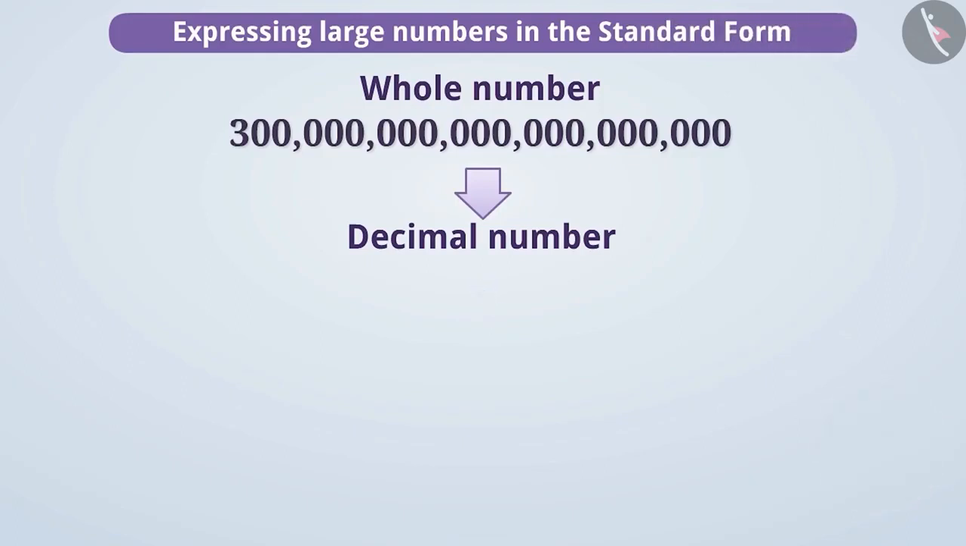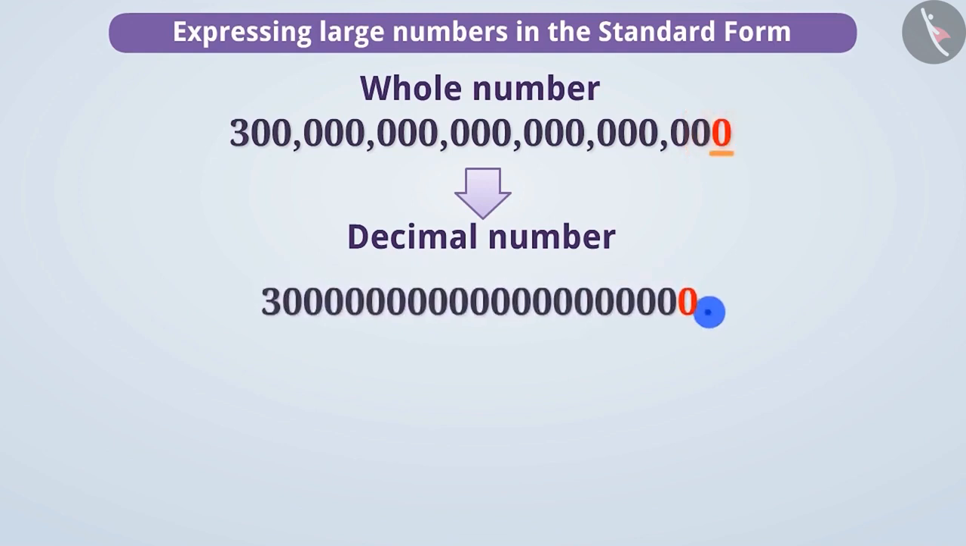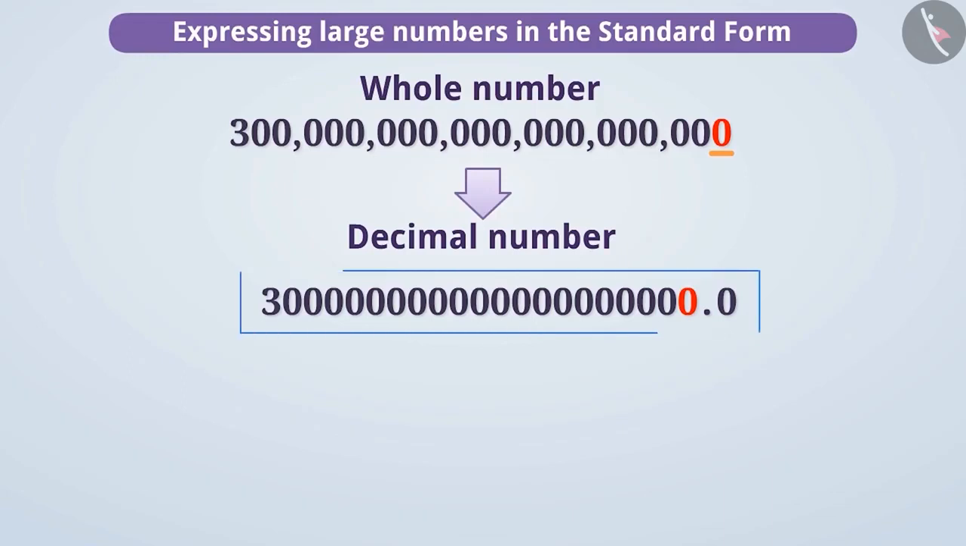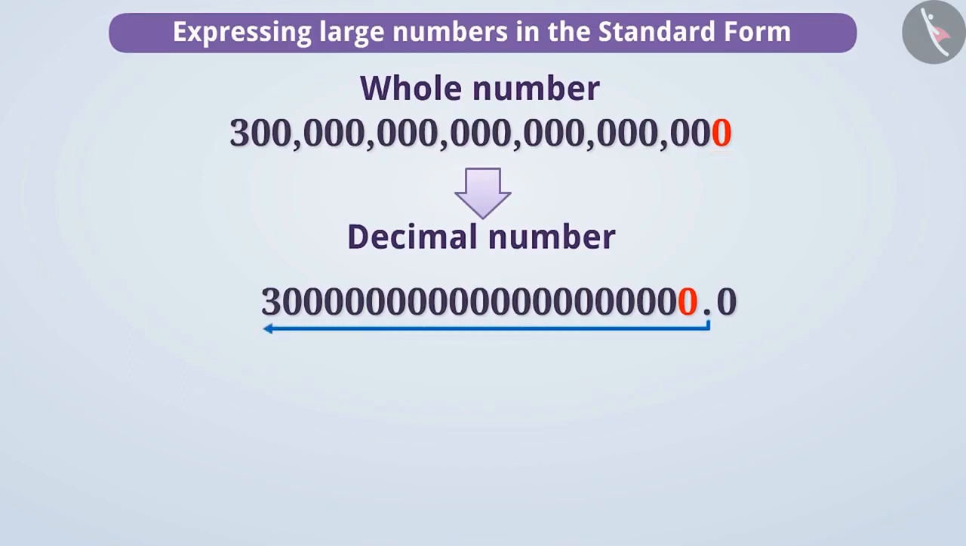It is easy. First, we will convert the whole number into a decimal number by placing a decimal point after the last digit of the whole number and writing 0 after it, like this. Next, we will count the number of digits to the left of the decimal point. There are a total of 21 digits to the left of the decimal point.